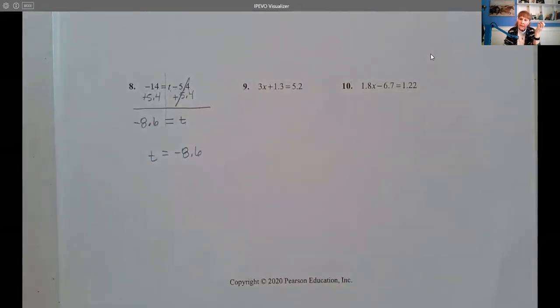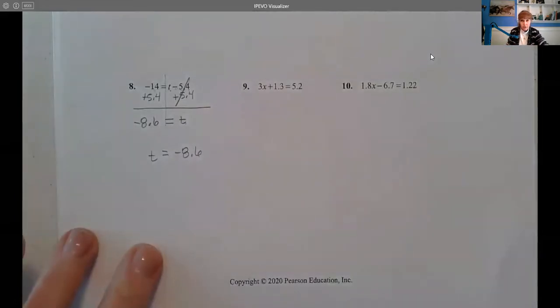All right, so number 9 and 10, they take both of these ideas and put them into one problem. So we're going to be doing both processes. We'll be adding the opposite, and then it looks like we'll be dividing to solve. You always get rid of what's being added or subtracted first. These are just called two-step equations, and we're going to do some here in a minute that take multiple steps other than just two.